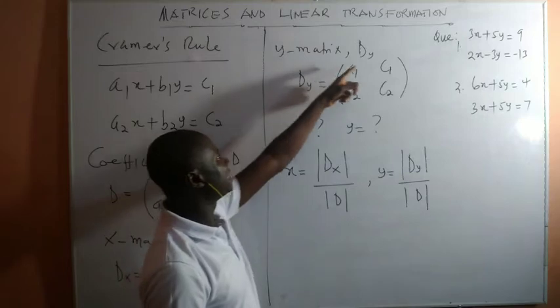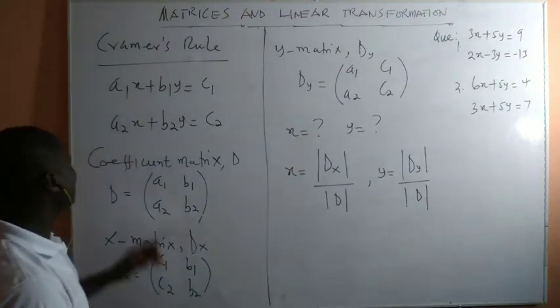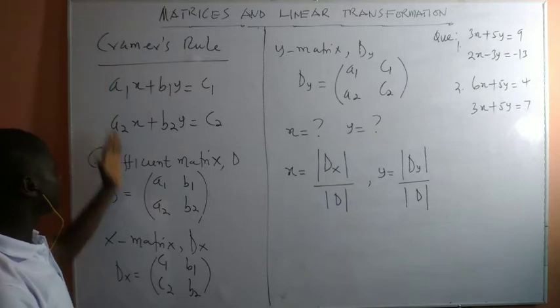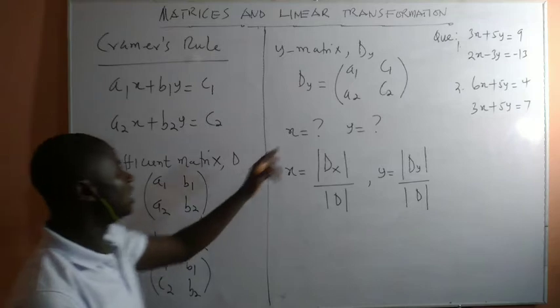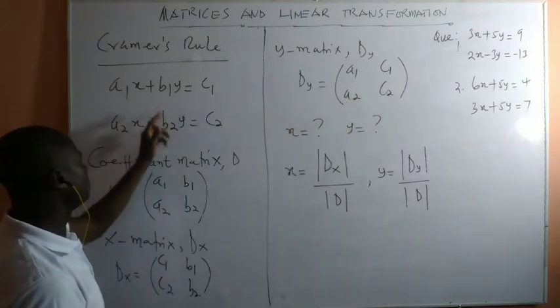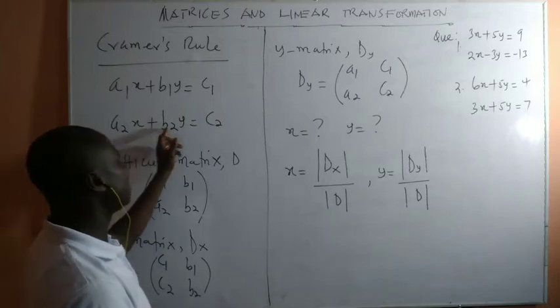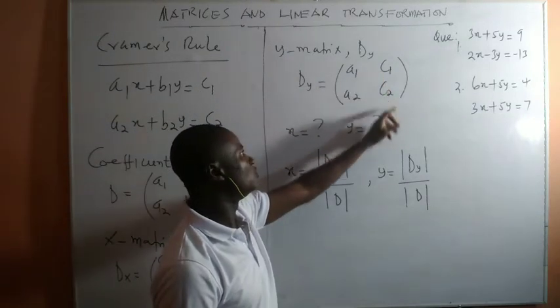And with the y matrix, that is Dy, take note that the coefficient of the x term is maintained, that is a1 a2, as can be seen in the coefficient matrix. But the coefficient of y, that is b1 b2, is replaced by the constants c1 c2.